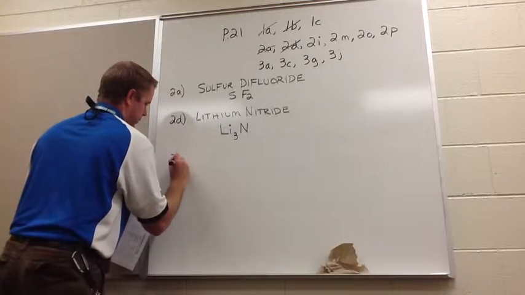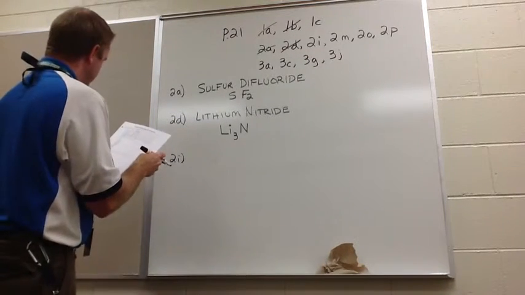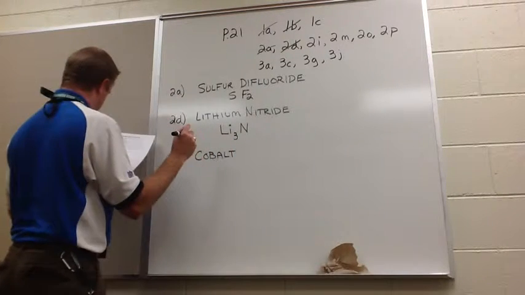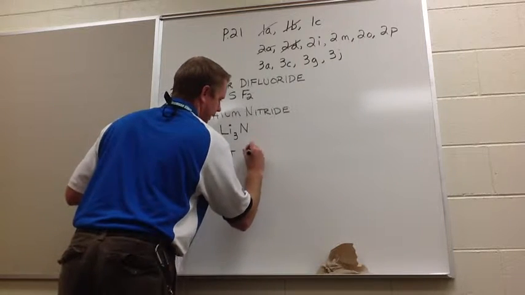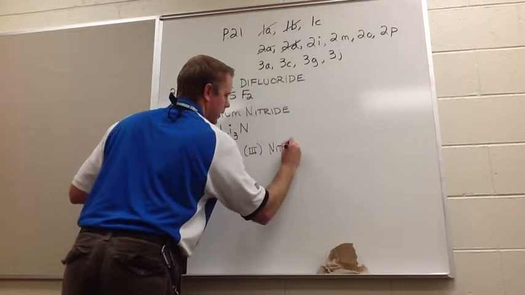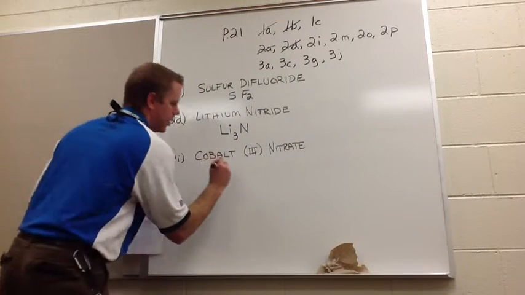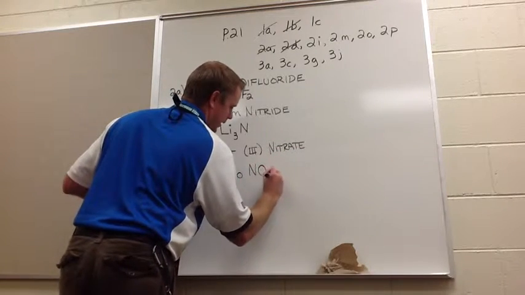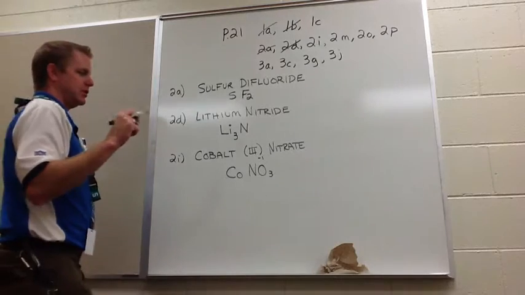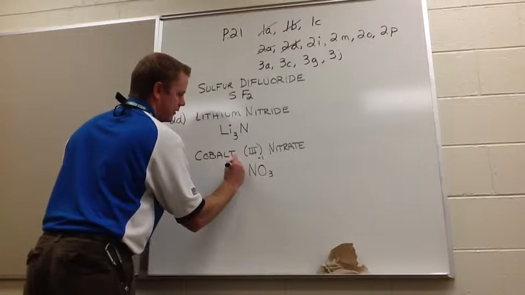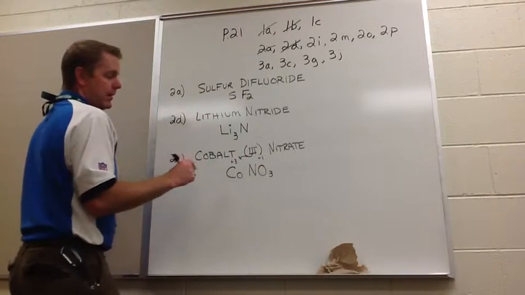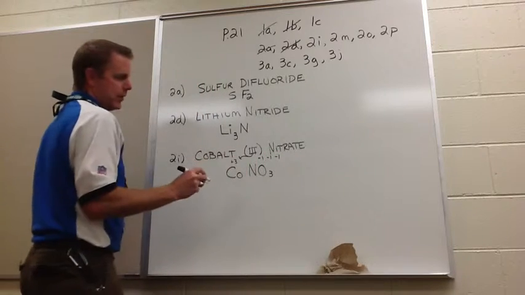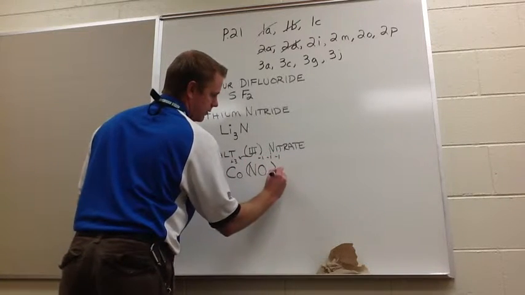2I. 2I is cobalt-3 nitrate. Make sure I'm reading that right. Yep, cobalt-3 nitrate. Okay, so cobalt is Co. Nitrate is a polyatomic, it's NO3. This has a -1 charge. Cobalt has a +3 charge. That's why there's that 3 there. Well, how many -1 nitrates are you going to need? You're going to need 3 of them, for -1, -1, -1 to cancel out the +3. Therefore, you need parentheses and a 3.